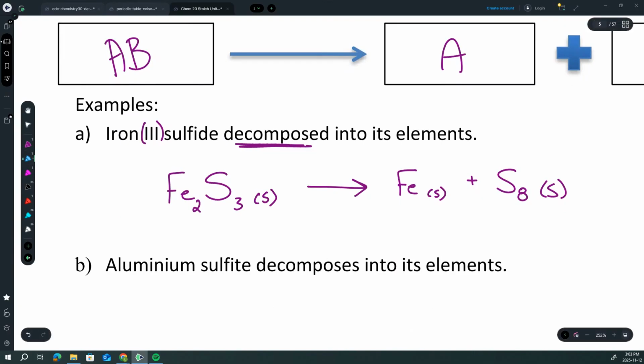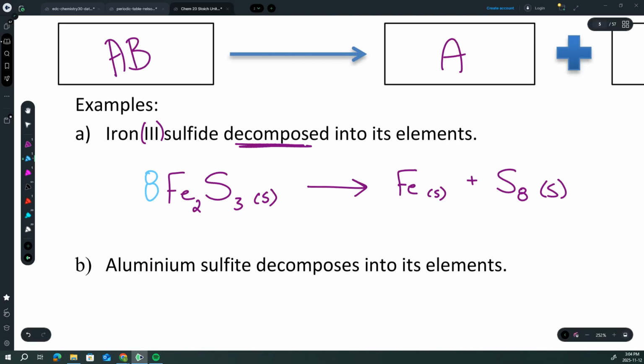Now we need to go from the skeleton equation to a balanced chemical equation. Once again, I'm starting with sulfur. Technically, you could start anywhere, but I think my life will be a lot easier if I start with sulfur. The lowest common multiple between 3 and 8 is 24. So 3 times what is going to be 24? That's going to be 3 times 8 is 24.